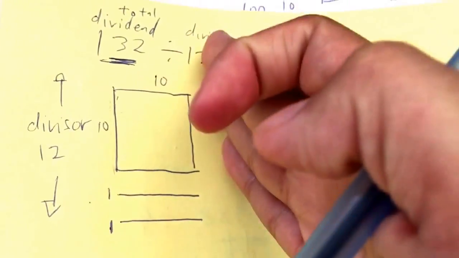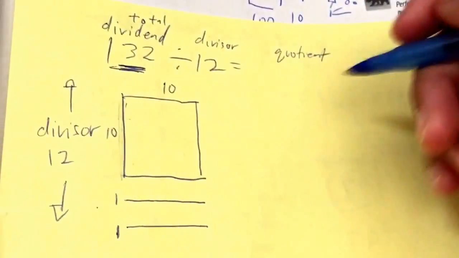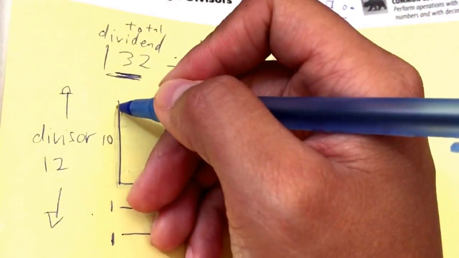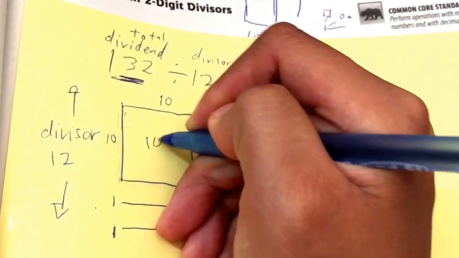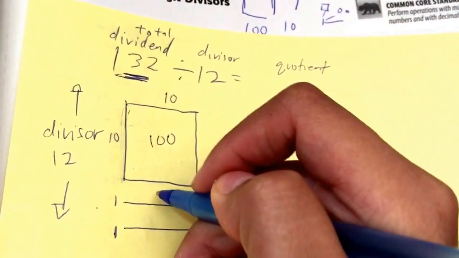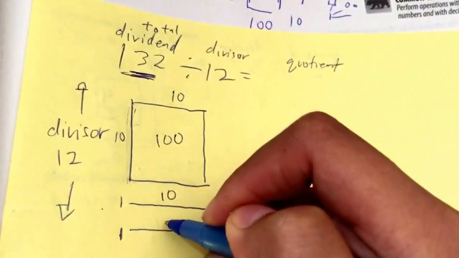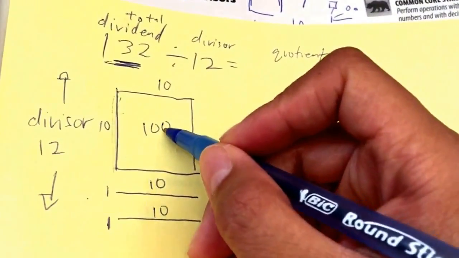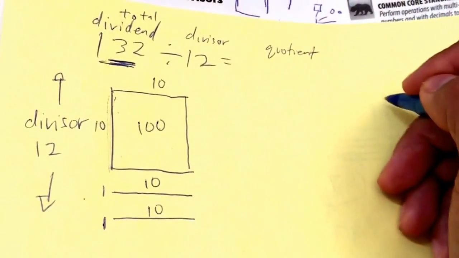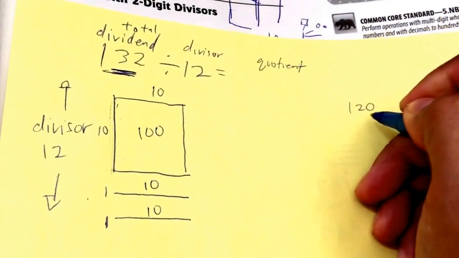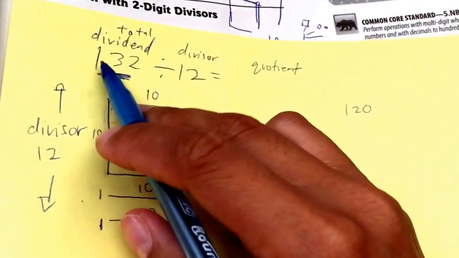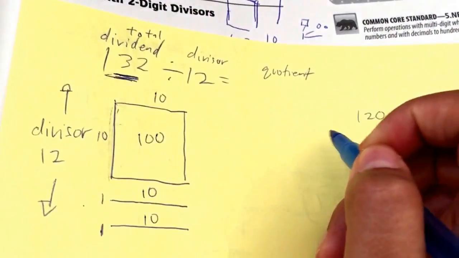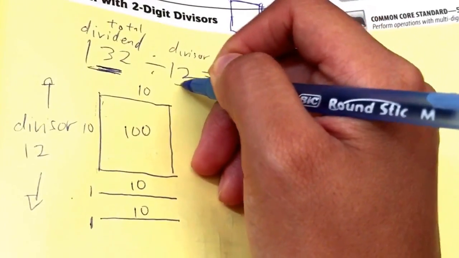Now what our divisor tells us is every time we're going to be adding 12, 12, 12 until we hit 132. So right now we have a 10 by 10, which is 100. We have one long, which is 10, and another long, which is another 10. So far this picture represents 100, 10, 20. So far the picture represents 120. Our dividend, our total, needs to be 132. So at this point we're going to add another set of 12.